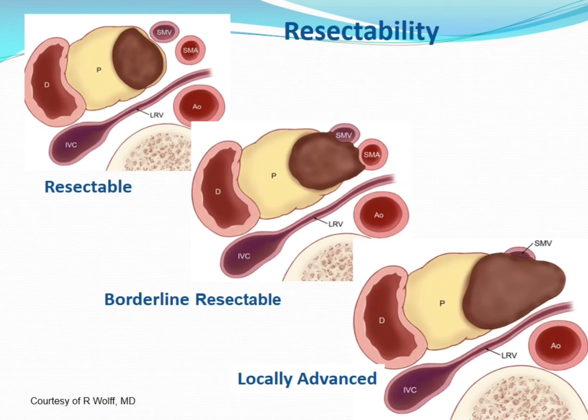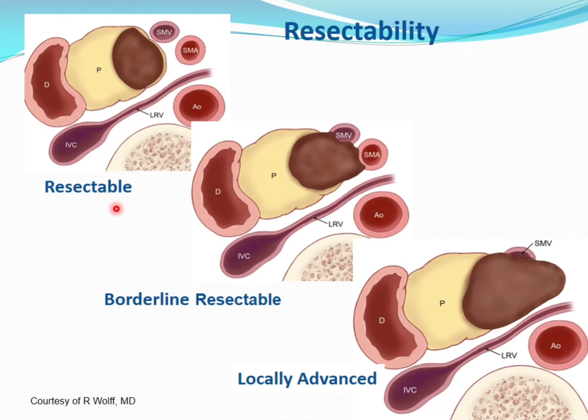These illustrations show the resectability of a pancreatic head mass, the status of resectability. Here, this is the mass in the pancreatic head. This is the duodenum. This is the superior mesenteric vein, and this is the superior mesenteric artery. Here we can see a clear fat plane between the tumor and the superior mesenteric artery. So this is considered a resectable tumor.